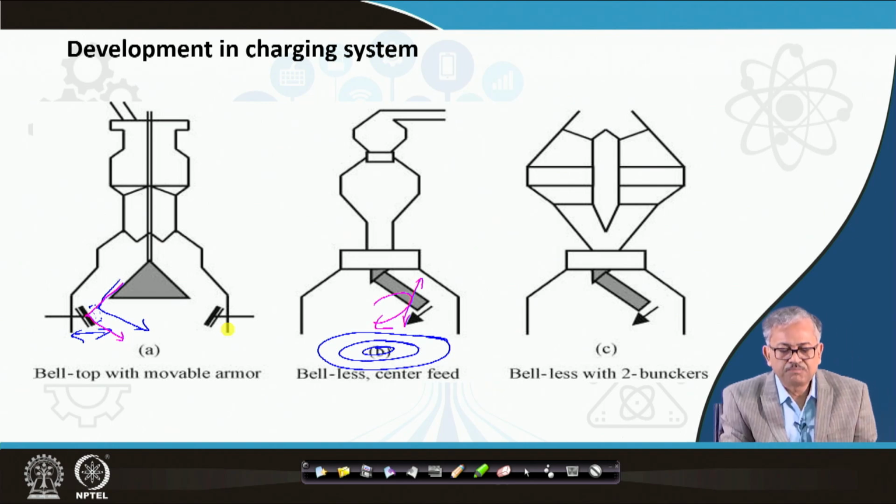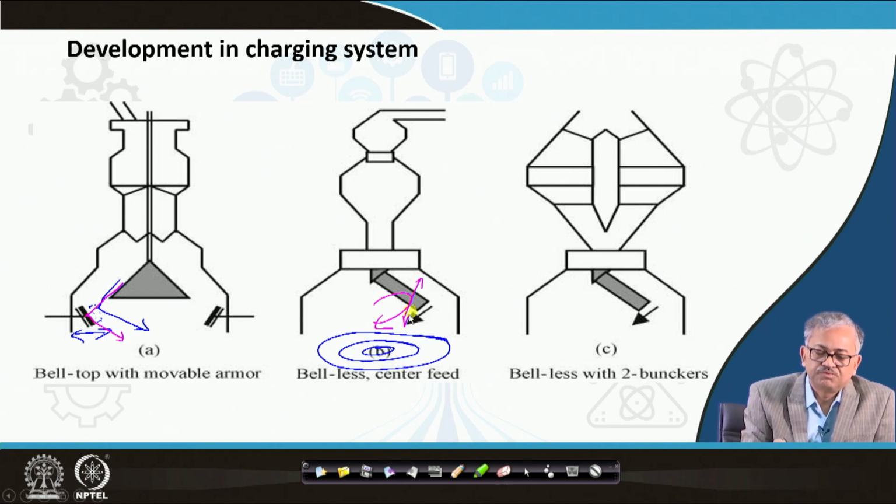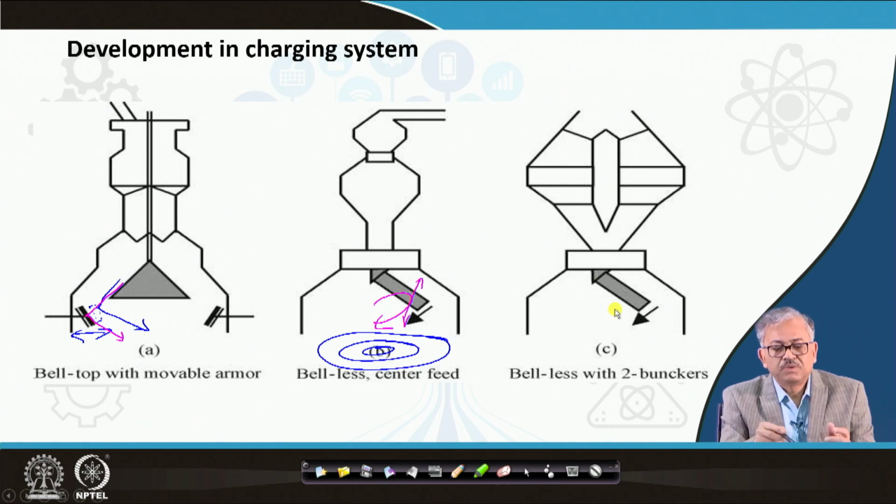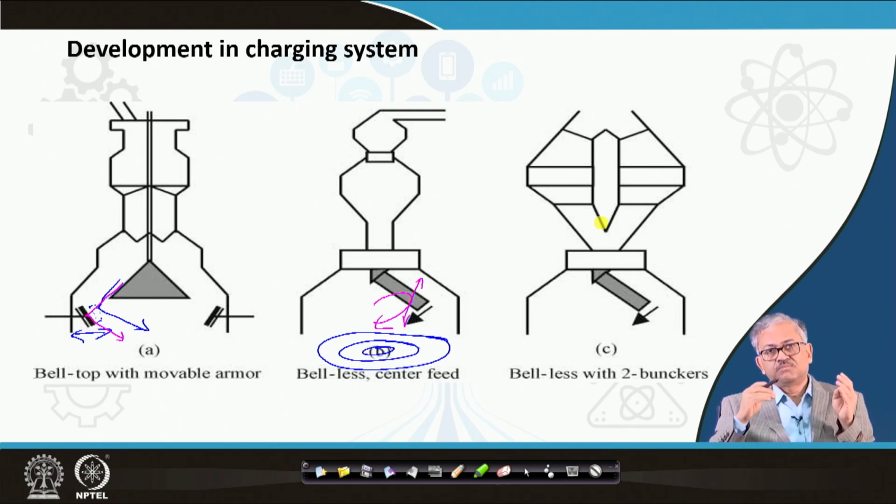Now the next development is there. This is also called the bell-less top. You have more control of distributing the material, and then you have 2 bunkers. The material is coming, and you are doing the same thing. But in this case, with 2 bunkers, you can charge one bunker while you empty the other. As a result, the process becomes very continuous. One bunker is on charge, another is releasing the material towards the chute and from the chute to the stock line. So it is a more continuous process rather than the single bunker.